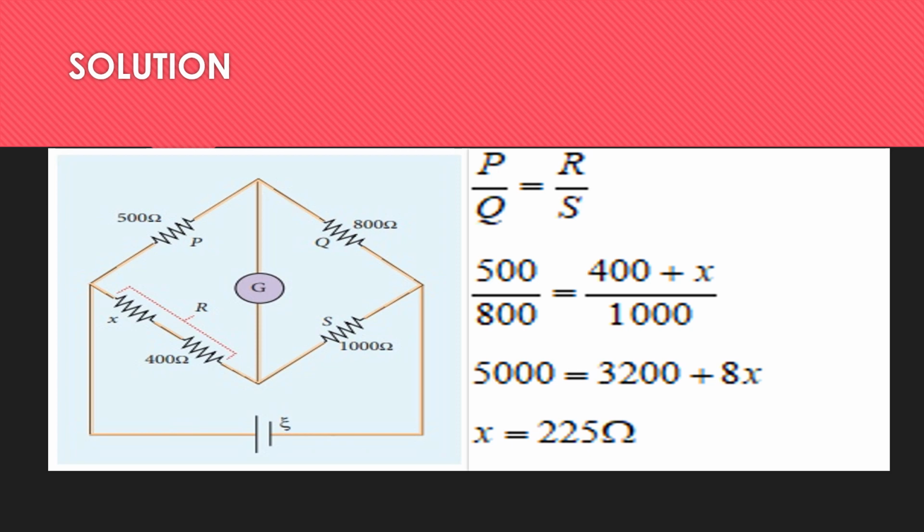Since these two resistors are in series, we add them to get the total resistance. Now, we use the balance condition in order to solve this problem: P divided by Q is equal to R over S. We don't need to know the EMF of the driver cell. As long as it is mentioned that there is a balance condition, that means no current flows through the galvanometer. So we are not going to use Kirchhoff's laws to determine that unknown resistance. Substituting in that equation, we get the value of X as 225 ohms.